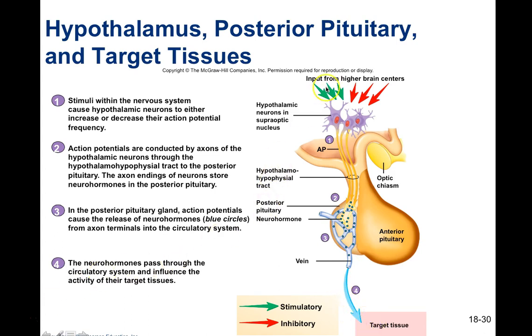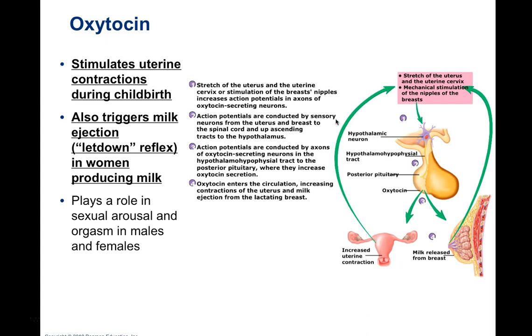Now keep in mind that the input from our higher brain centers is going to determine whether we get stimulatory signals sent over to these neurons or inhibitory signals sent over to the neurons. And based on the frequency of those signals, we can determine whether we are going to release those hormones or keep them stored within the axon terminal.